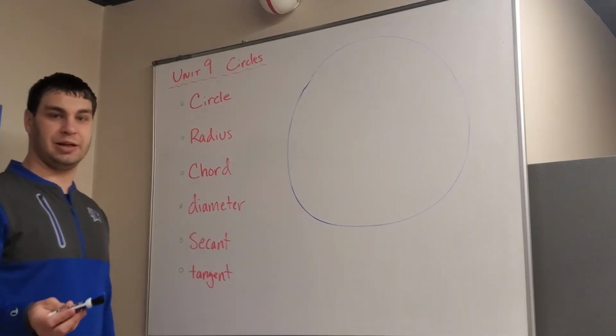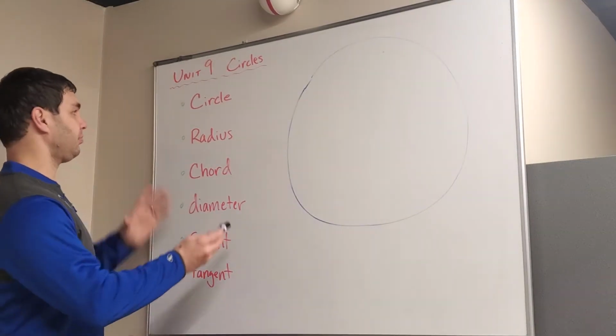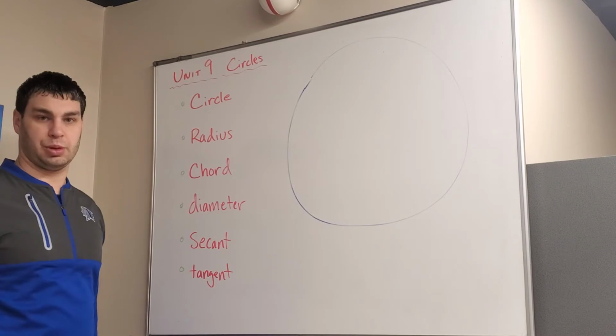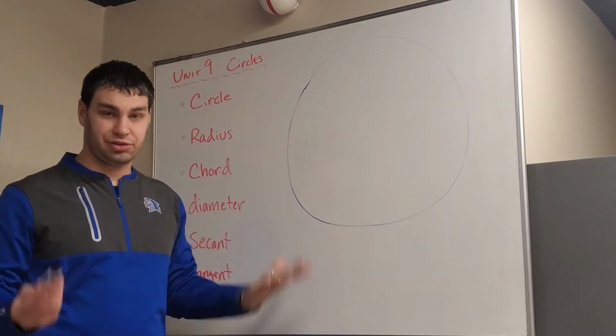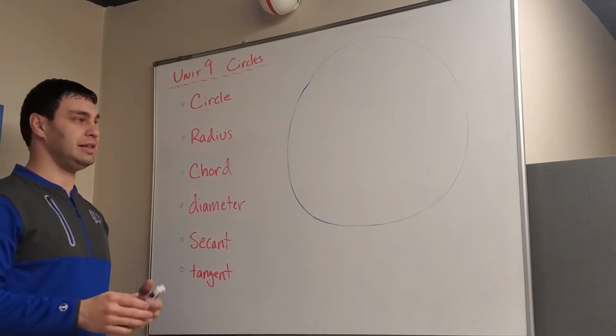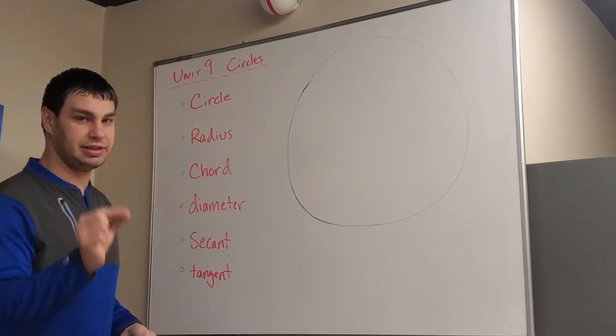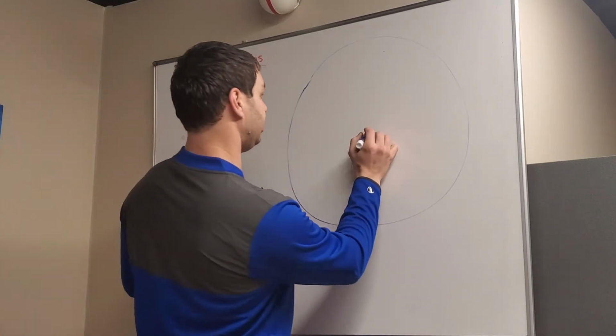All right, guys, going to talk a little bit about circles today. Especially these 6 definitions we want to go over. First off, this whole thing is called a circle. A circle is a set of all the points that are equidistant from one point, which is called the center.